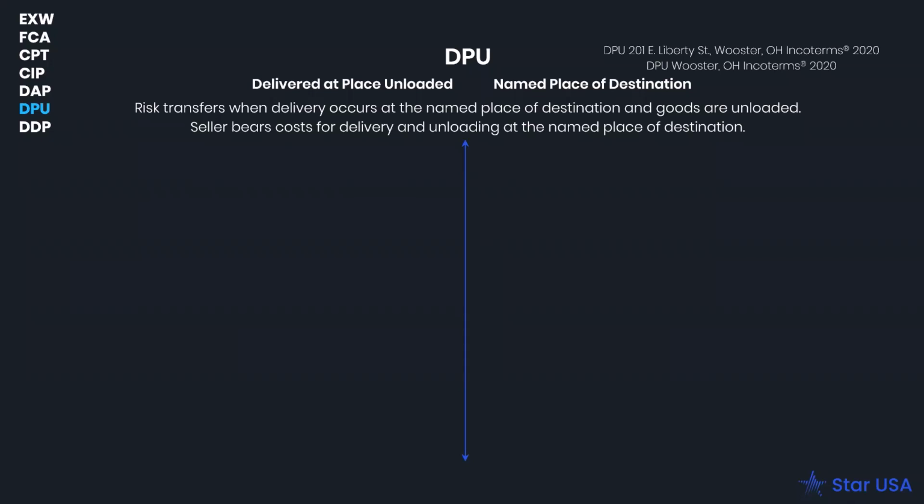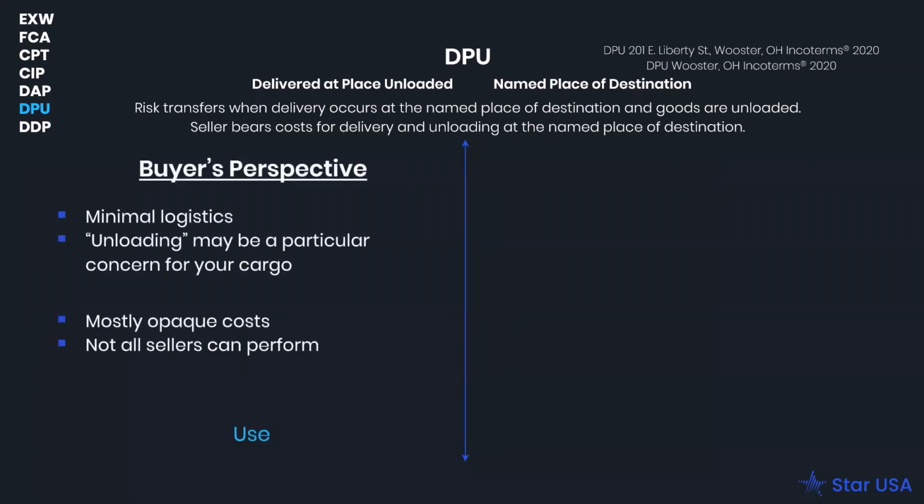You want to ensure that it's being unloaded properly. This can go for things like large equipment or electronics, things like that, that have particular care requirements. The seller bears the cost for delivering and unloading at the named place of destination. Minimal logistics from the buyer's perspective. Unloading may be a particular concern for your cargo, so that makes DPU more advantageous. Again, mostly opaque costs, and not all sellers can perform. However, it's a good one to use if it is appropriate for your goods.